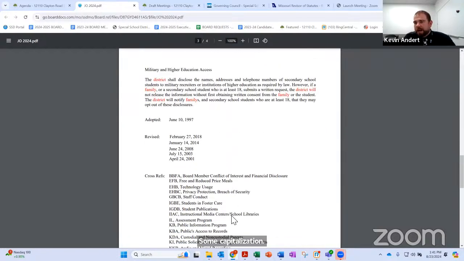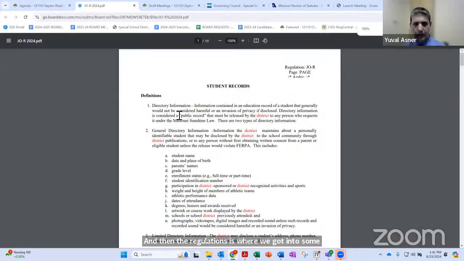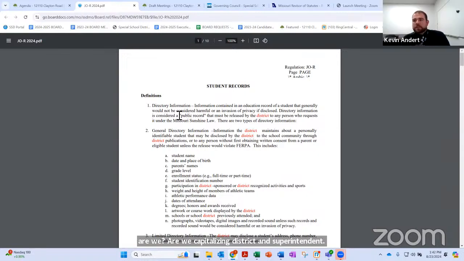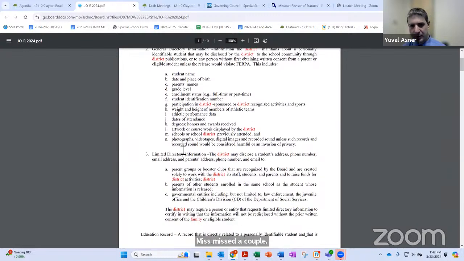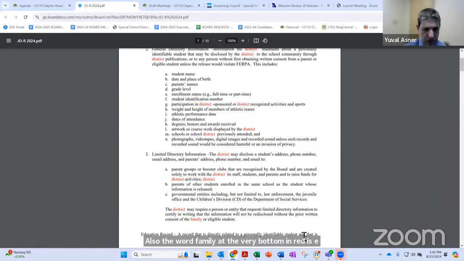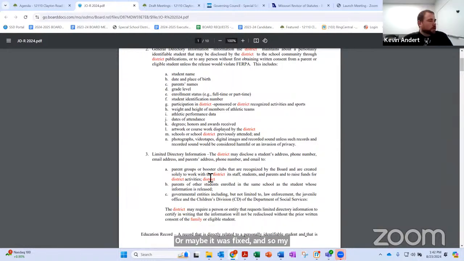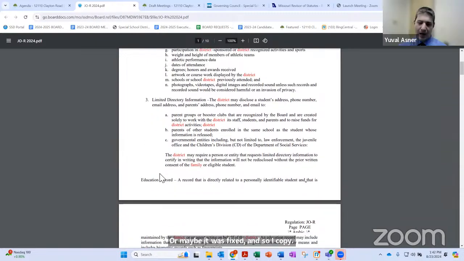And then the regulations is where we got into some more substantive changes. I'm sorry to be that guy, but I just want to ask again: are we capitalizing district and superintendent, or is the intention not to capitalize it? Yeah, the intention is to not capitalize it. So if we missed a couple, we'll get that. Also, the word family at the very bottom in red is either misspelled or maybe it was fixed since my copy. We will double check that. The very bottom of the last page.